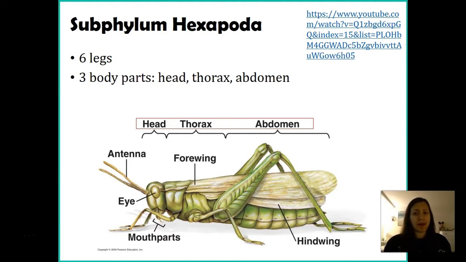And they have 3 main body parts. Again, we talked about the head, the region that has all the nerves and all the sensory organs. You have the thorax. This is where wing attachment will be if the organism has wings. It'll also be where leg attachment is. And then the abdomen is what essentially hosts a majority of the organs.